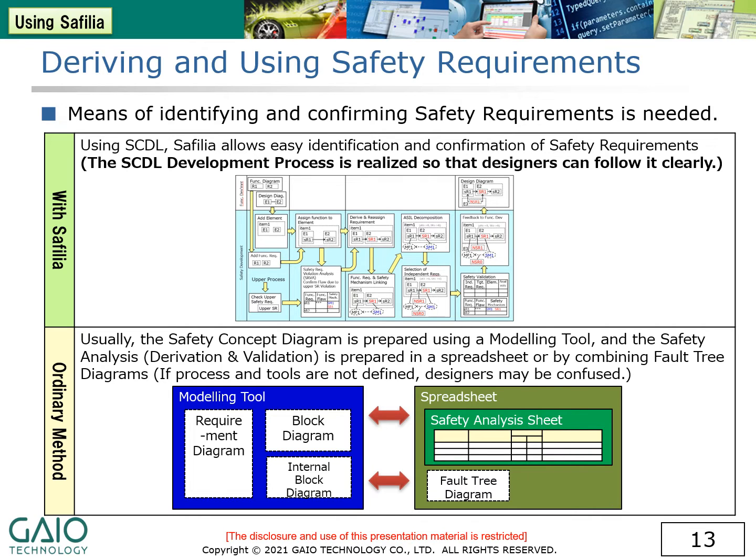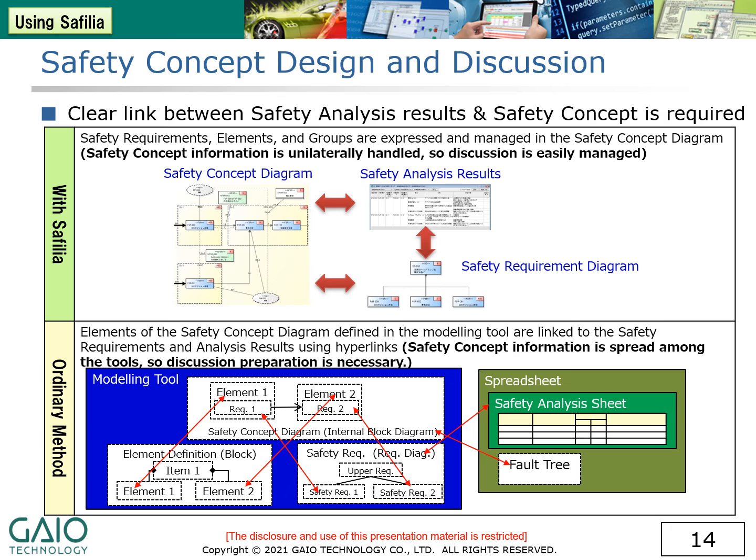Without such a tool, descriptions are haphazard and can vary with the author's skills and preferences. Safilia allows a clear link between each requirement of the safety concept and the results of the safety analysis which implement it. This enables clear and effective discussion of the safety concept during reviews and assessments.